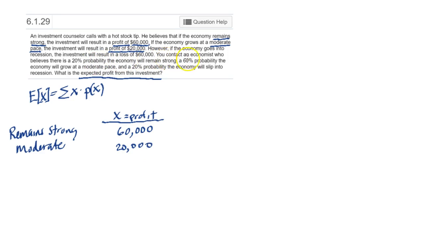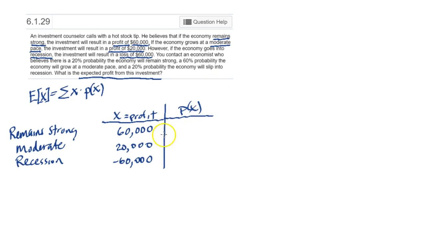And then the economy goes into a recession. Worst case scenario here, and at the loss of 60,000. So this is a recession, and this will result in a loss of 60,000. So if we're talking about profit, that's a negative profit, so negative 60,000. So to build the probability distribution, we need to find the probabilities of each of these outcomes.